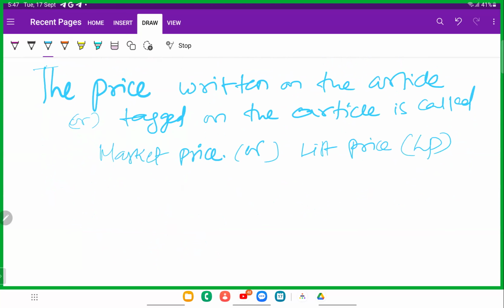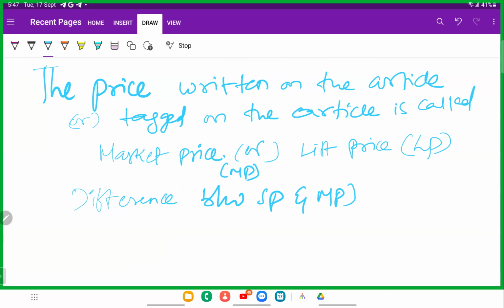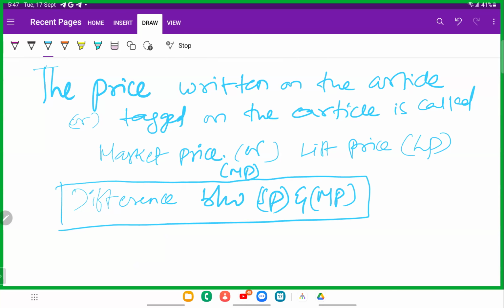So then what is selling price? What is the difference between selling price and market price? That is market price or market price. So what is the difference between selling price and market price?